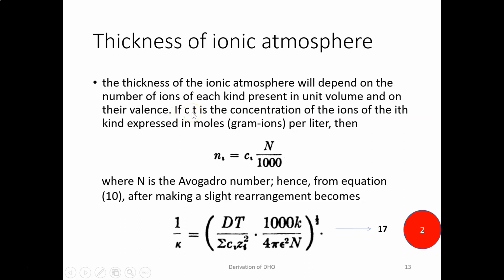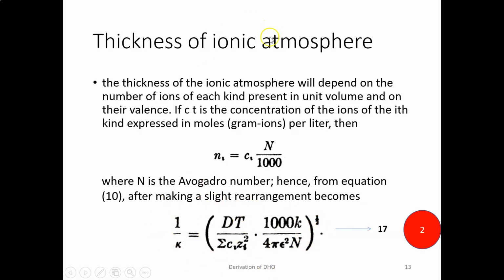If Ci is the concentration of the ion of the ith kind expressed in moles per liter, then Ni is equal to Ci multiplied by N by 1000, where N is the Avogadro number. So we can substitute this value in the corresponding equation, and we obtain that 1 by kappa is equal to (D T divided by sigma Ci zi square multiplied by 1000 k divided by 4 pi epsilon square N) the whole raised to 1 by 2. So this is the value of 1 by kappa.